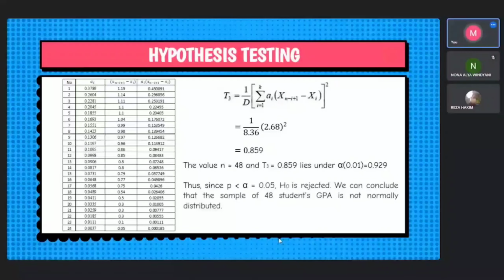The value of n is 48 and the Shapiro-Wilk value is 0.859, which lies under alpha 0.01, which equals 0.929. Thus, since p is less than alpha, which equals 0.05, the null hypothesis is rejected. We can conclude that the sample of 48 students' GPA are not normally distributed.